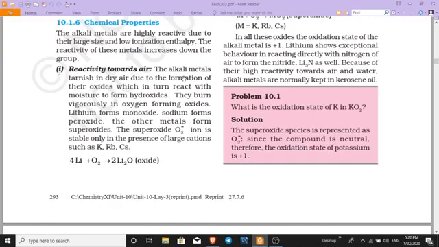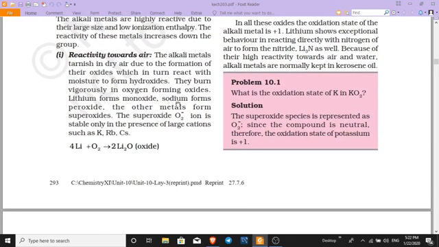Reactivity towards air. The alkali metals tarnish in dry air due to formation of their oxide, which in turn reacts with moisture to form hydroxide. They burn vigorously in oxygen, forming oxide. Lithium forms monoxide, sodium forms peroxide, and the other metals form superoxide.